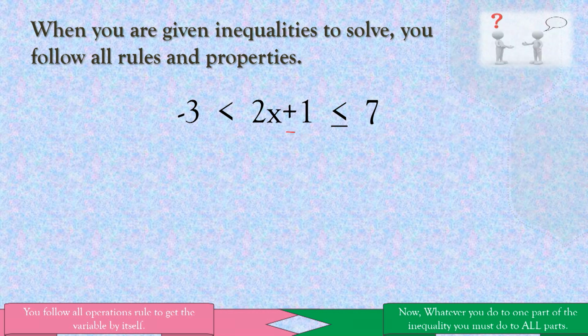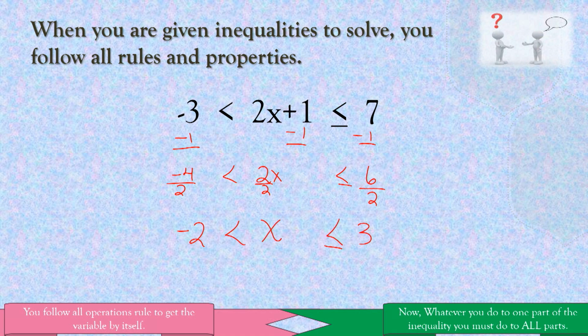So I'm going to subtract that 1. Now, whatever I do to one part of this inequality, I must do to all parts of the inequality. So I have -4 less than 2x less than or equal to 6. Still don't have that variable by itself, so now I'm going to have to divide. So I'm going to divide all of my parts of this inequality by 2. So I have -2 less than my variable, which is less than or equal to +3.